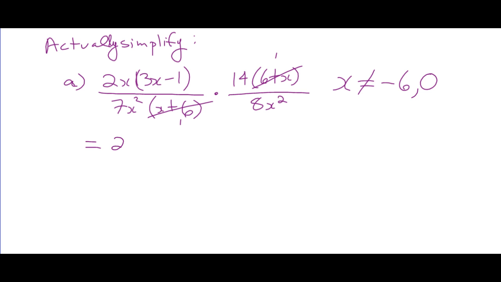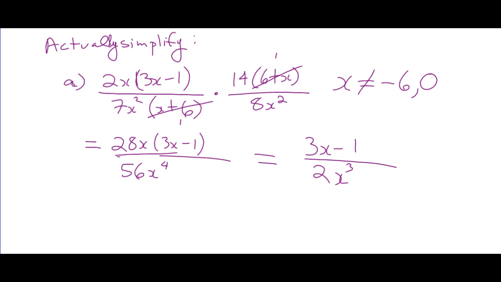Now at this point we may want to say, okay, what have I got left? So I've got 28x times 3x minus 1 over, sorry, over 56x to the fourth. We've kind of taken out the obvious, getting rid of the 6 plus x and the x plus 6, and now I've got to reduce 28x times 3x minus 1 over 56x to the fourth. So what are we going to get? I think that's what you're going to get. Is that what you got?